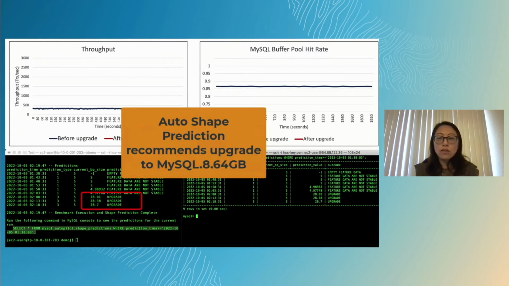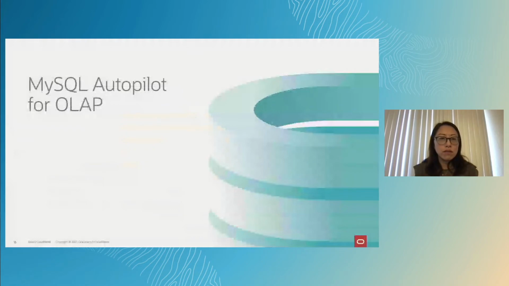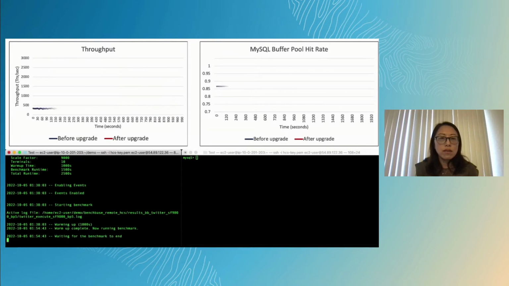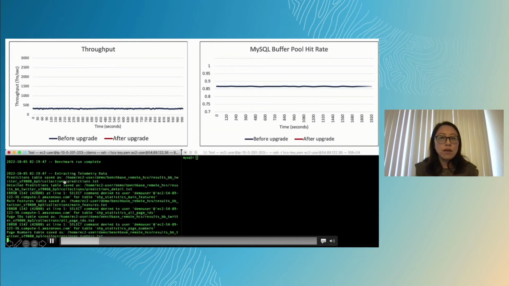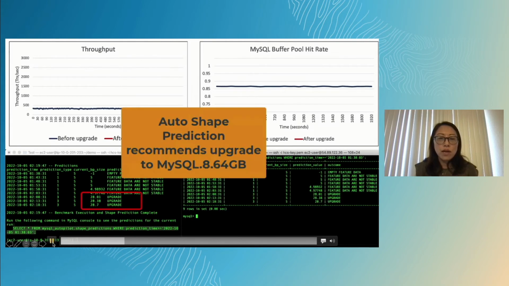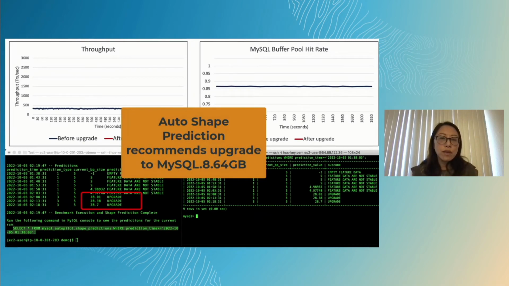And if you run the same on the MySQL client, you can see the same result here. So I'm highlighting it in red here. That's the Autopilot shape prediction actually suggesting an upgrade, and based on the buffer pool memories prediction, the 8 vCPU 64 gigabytes instance is chosen.